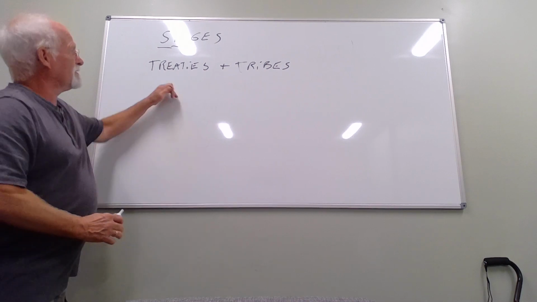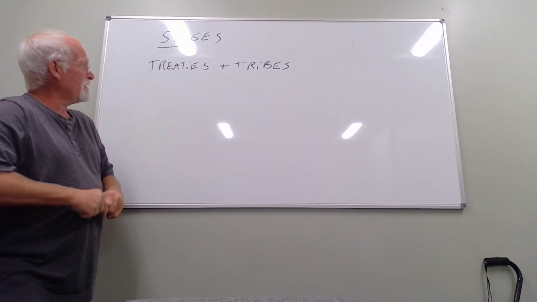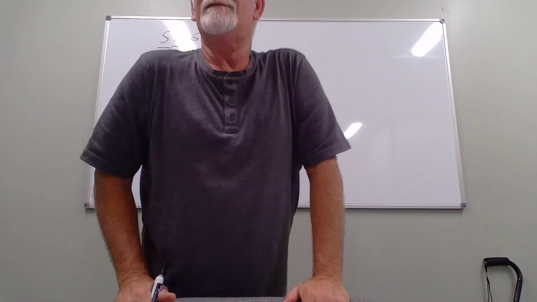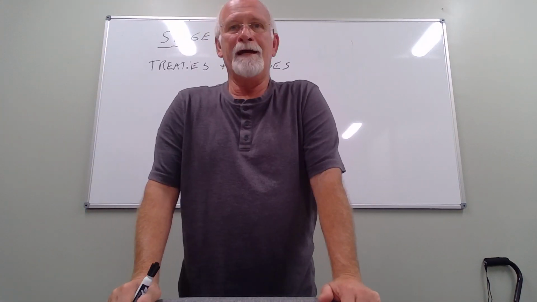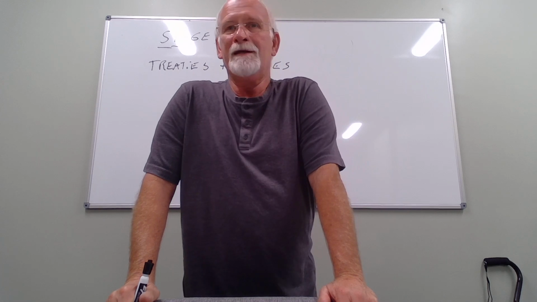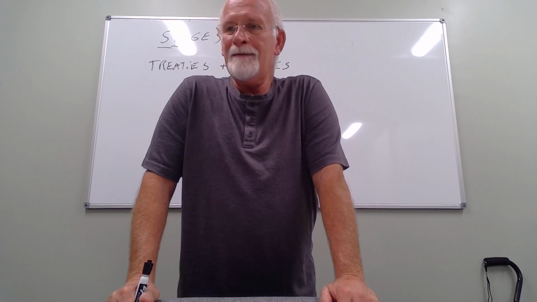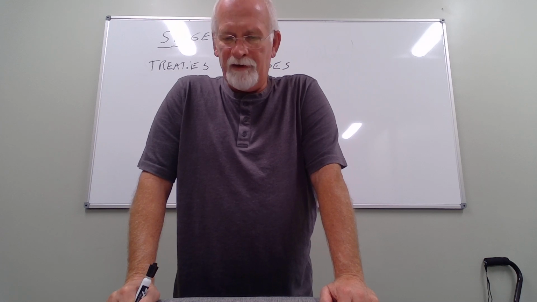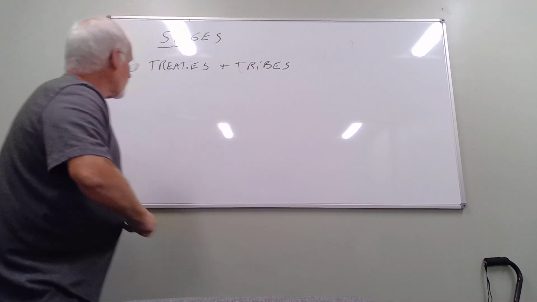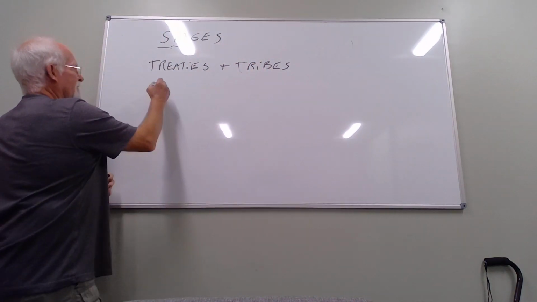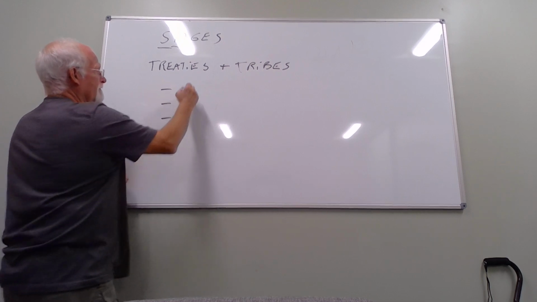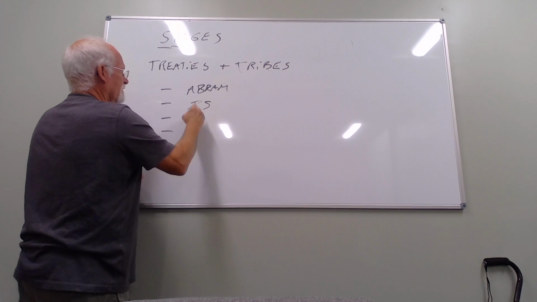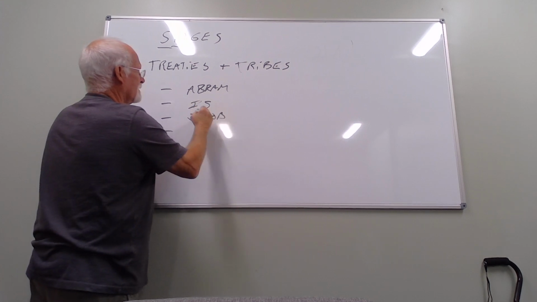Okay, treaties and tribes. This is an important period of time because this is when Israel became the nation, and God made treaties with them. He created the tribes and the 12 tribes of Israel, and it's a very, very important time. And as there were 4 events, there are 4 men. The first one is Abraham, Isaac, Jacob, and Joseph.